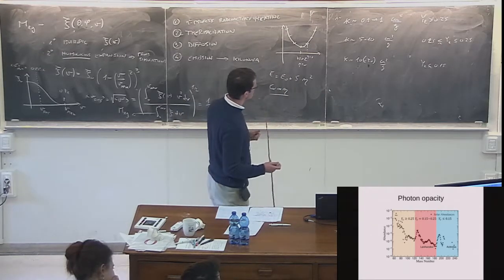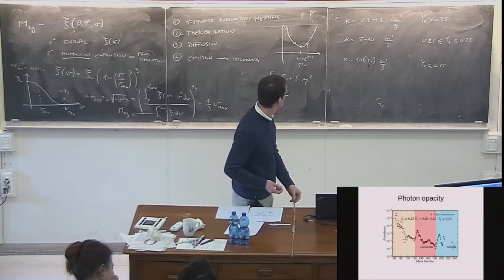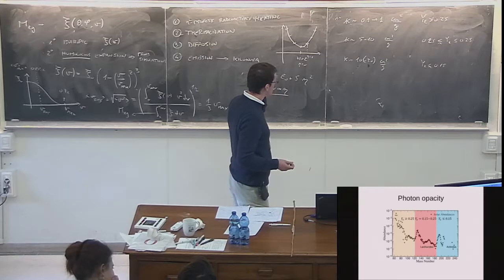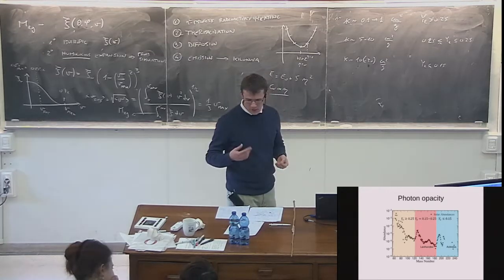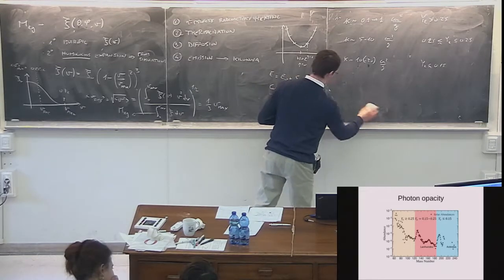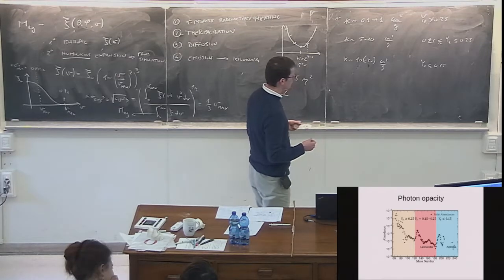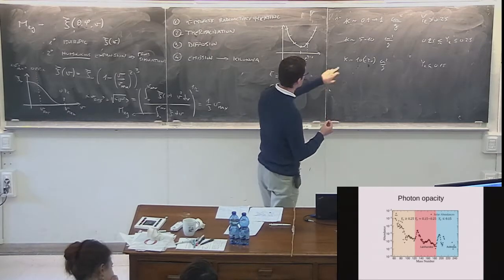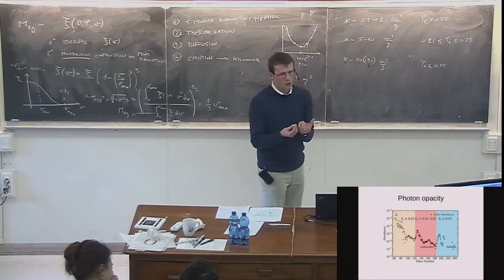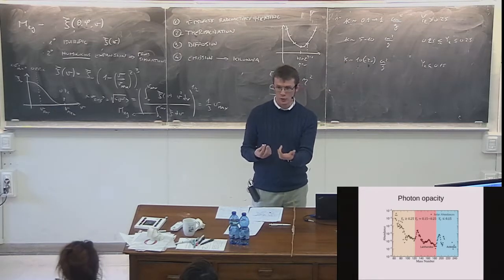Once we have the opacity, how does the opacity enter? I don't want to go into too much detail, but the idea is that we have to model the so-called radiative transfer. What does it mean? Let's say there is a concept. The opacity is a local quantity. It tells you how opaque matter is with respect to radiation.